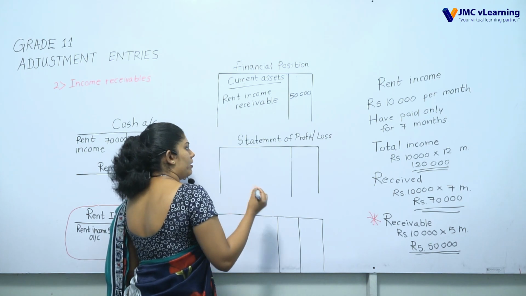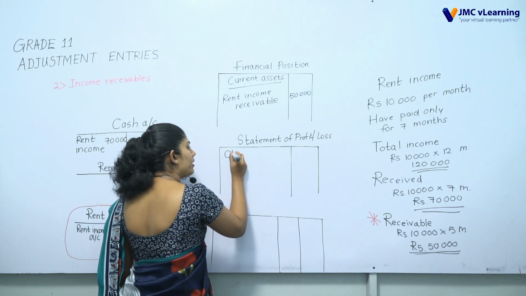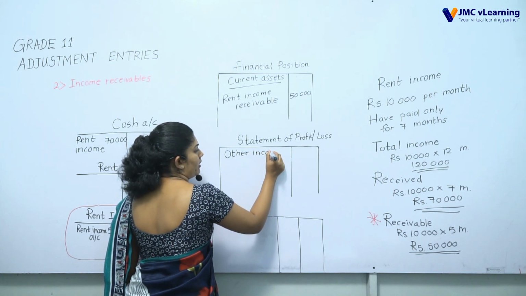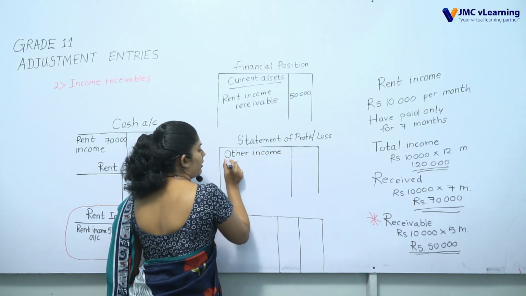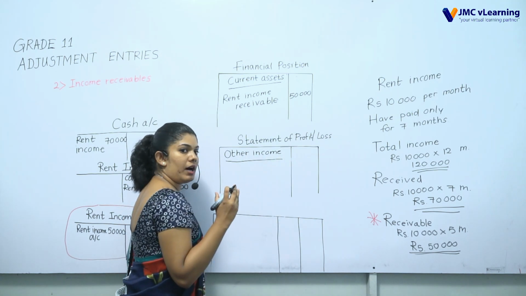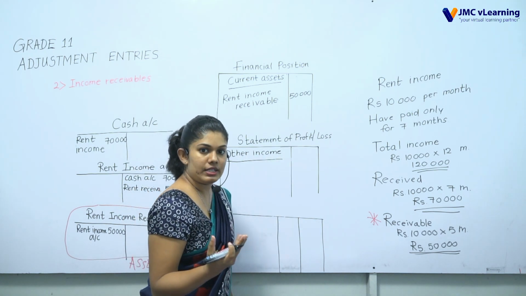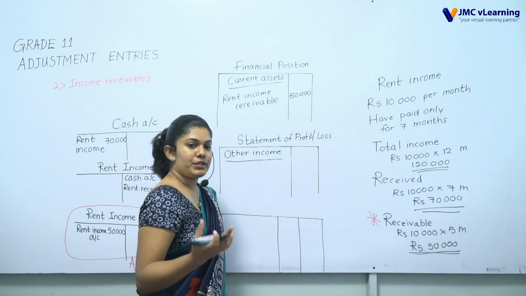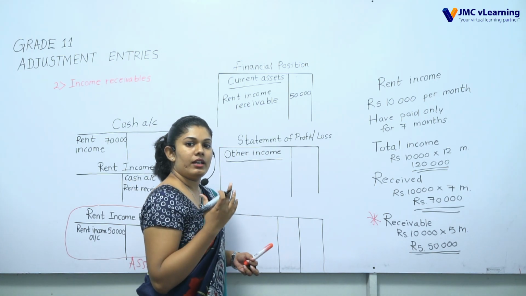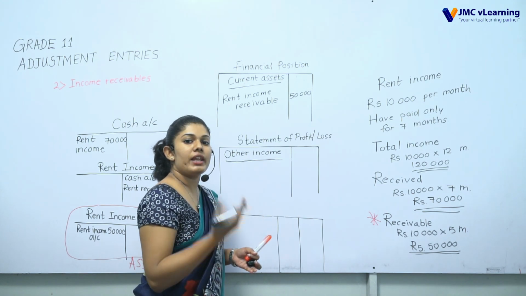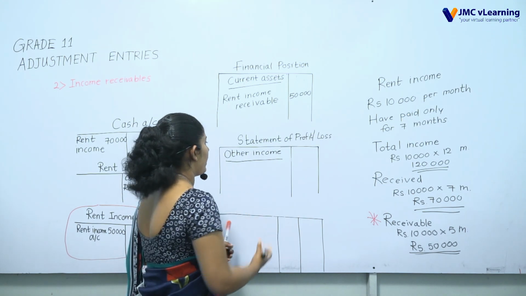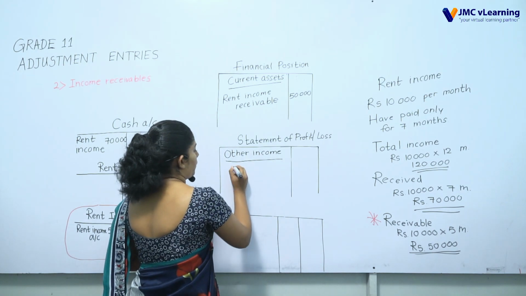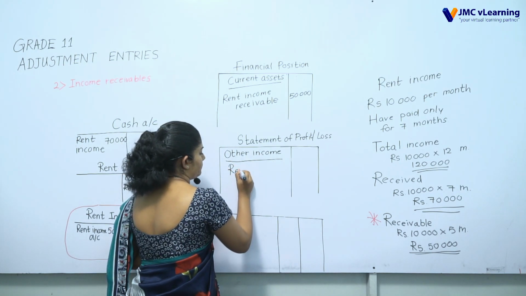In here, under other income, because rent income is not among the main income sources. Here the main income source is sales. So rent income is an extra alternative income source. That is why we record it under other income. Therefore, rent income.